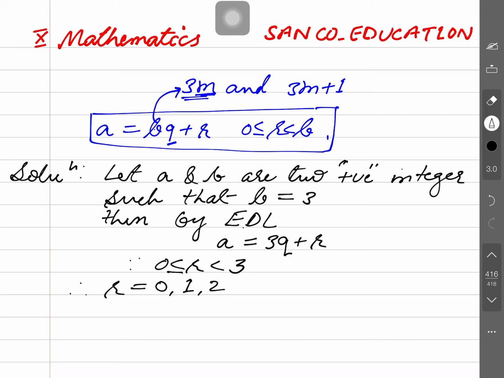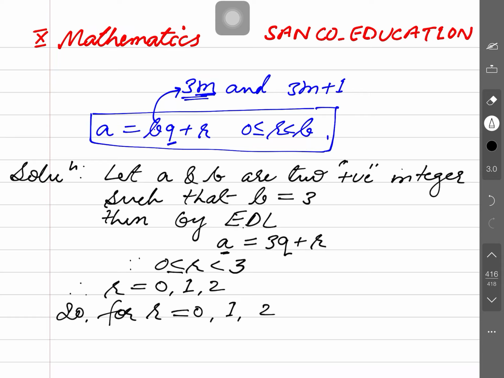So 0, 1, 2. According to Euclid division lemma, a will be a positive integer for all these values of r. This condition is to be satisfied here. Therefore, you will write: for r is equal to 0, 1, 2. Remember, in some books and solutions, they first take r is equal to 0, then r is equal to 1, then r is equal to 2. Is that clear?